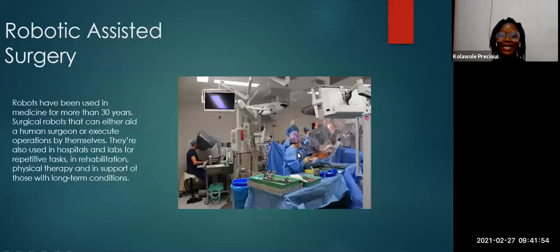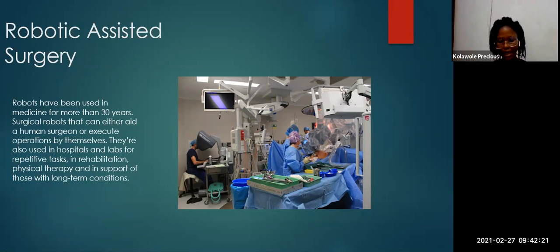Robots assisting healthcare workers. They have been used in medicine for a long time. They can aid human surgeons, and they can also perform operations by themselves. They can take up tasks by themselves, just that they are being used for time-consuming tasks, for repetitive tasks, for tasks that are very strenuous for humans.